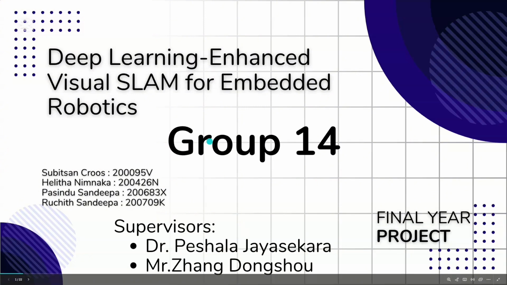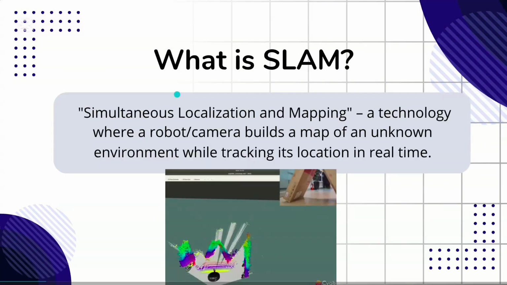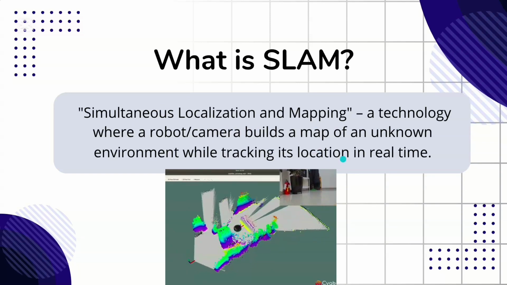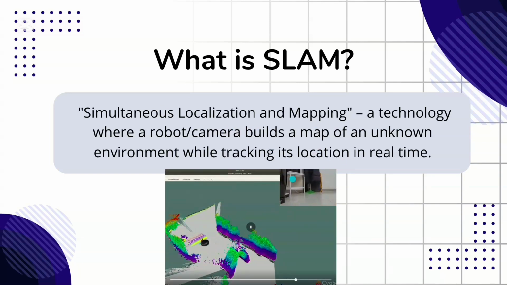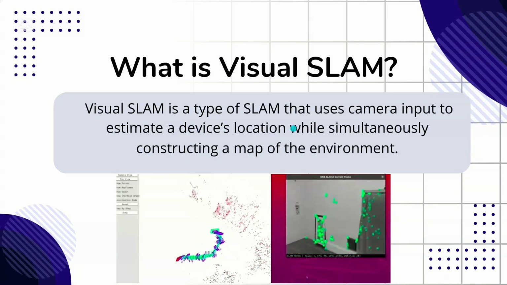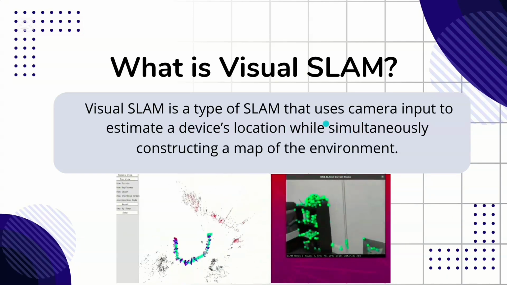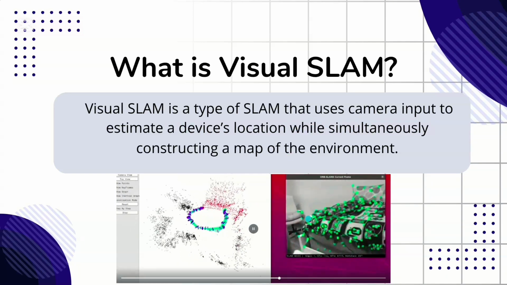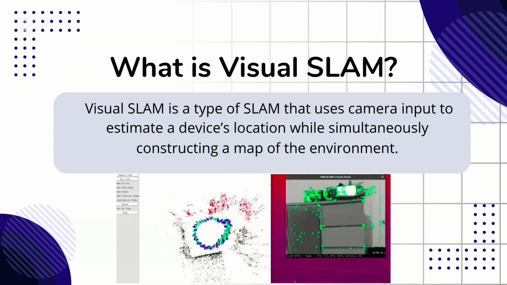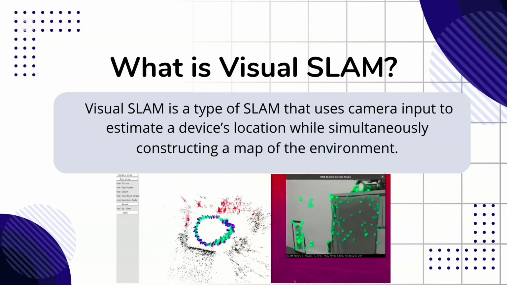Our project is Deep Learning Enhanced VisualSLAM System on Embedded Robotics Hardware. A SLAM system is a system that simultaneously localizes itself and builds a map around itself. It should also run in real time. VisualSLAM is the visual variant of the system: it takes only images, builds the map, and tracks its location in the system.